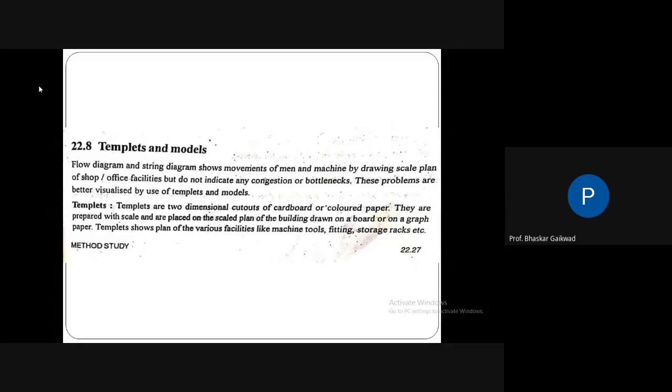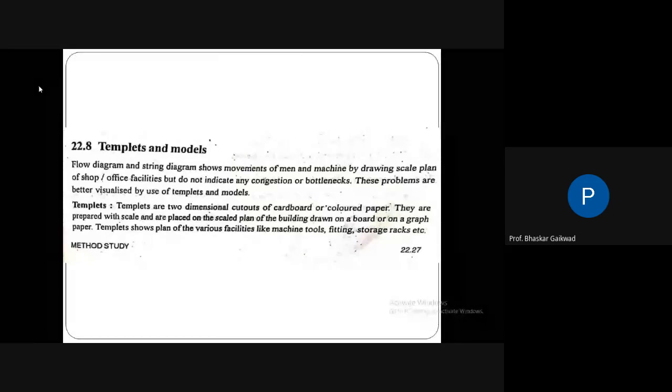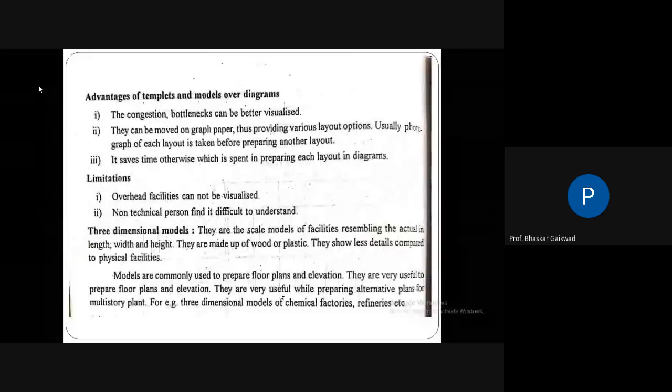If there are problems in the final product, then in the model you have made there might be certain problems. So a template we can use for measurement purposes, and it is two-dimensional. A model is a replica of the component to be produced. And what are the advantages or disadvantages of this? I have shown them here.